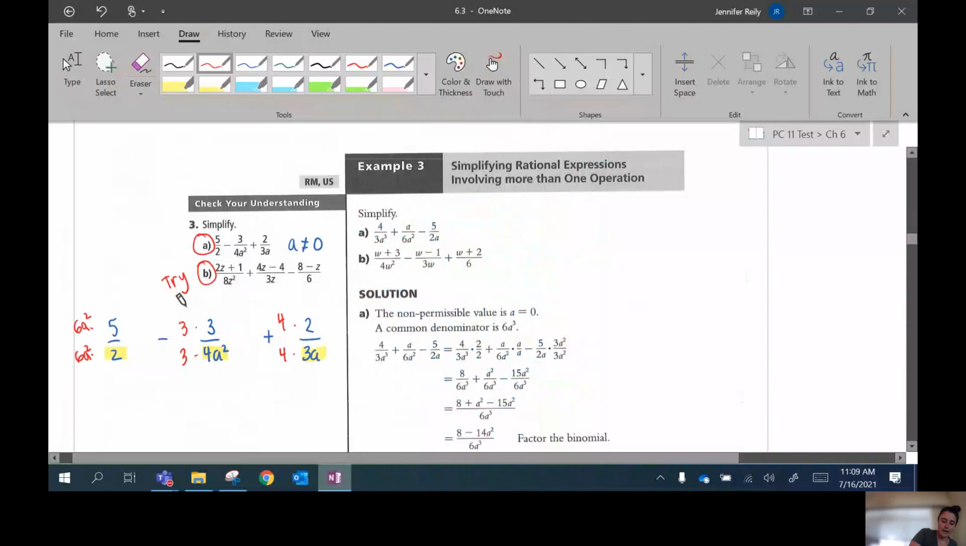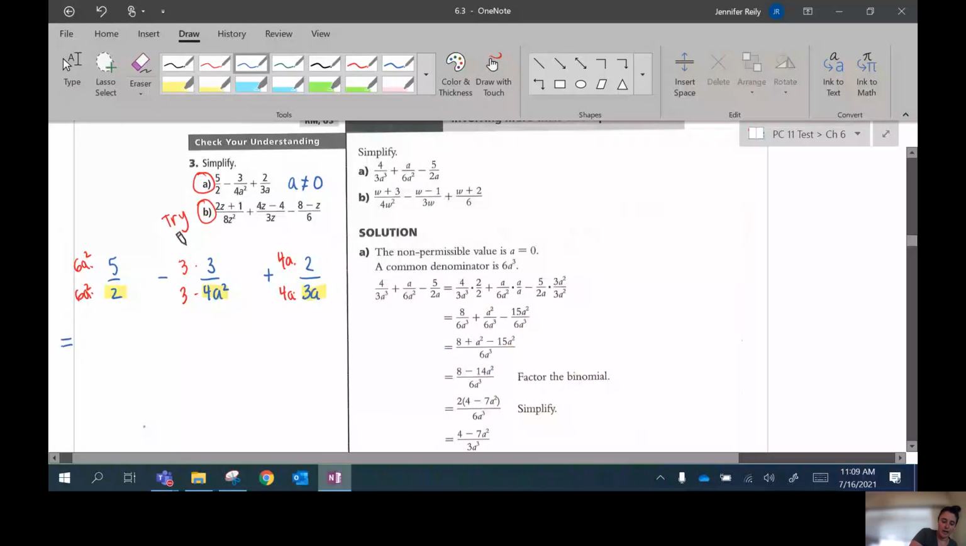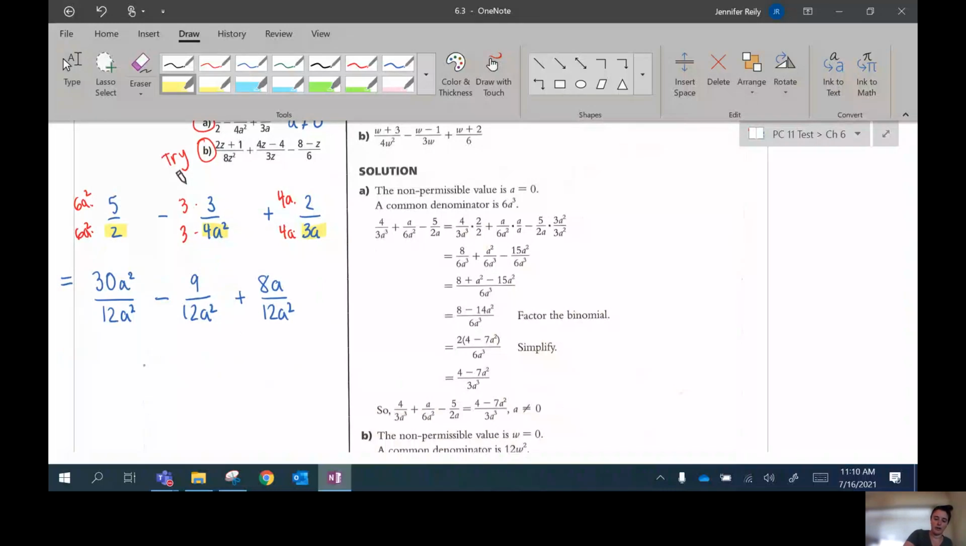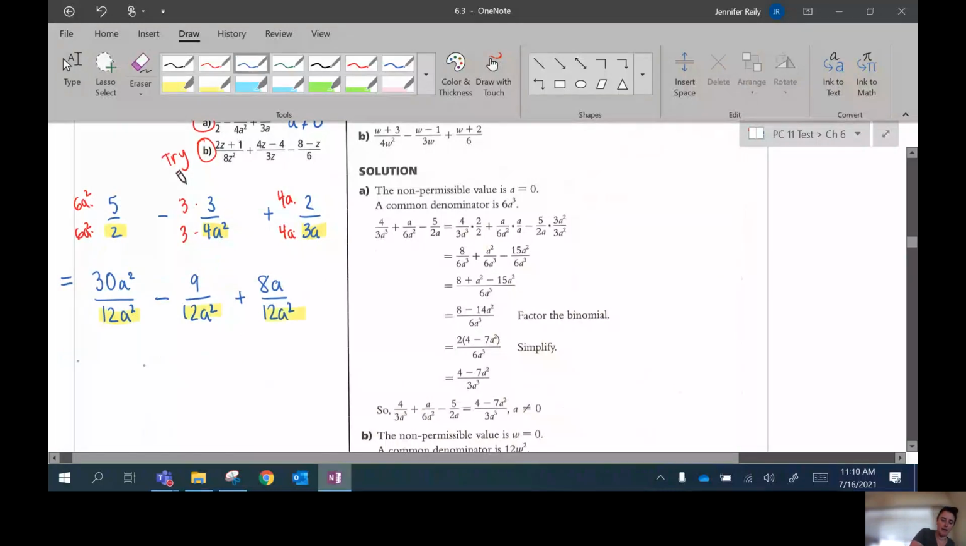Okay, so let's write what I've got now. First one, 6a squared times 5 would be 30a squared. And the denominator, we're going to have 12a squared. Here we'll have 9 over 12a squared. And here we'll have 8a over 12a squared. And finally, we can just put all of those together because now all the denominators are the exact same. 30a squared minus 9 plus 8a all over 12a squared, and we had the non-permissible value, a cannot be 0.